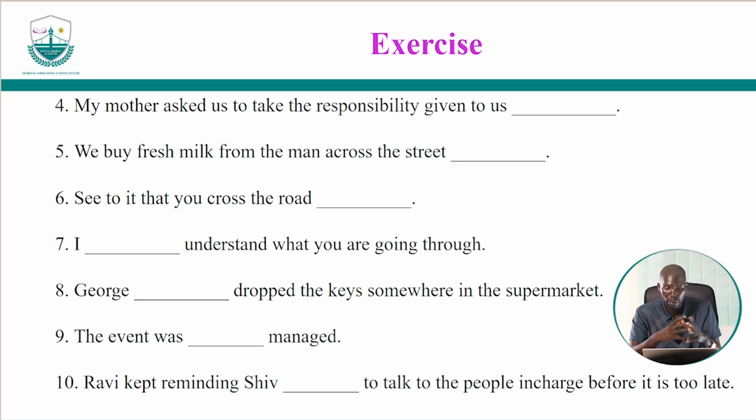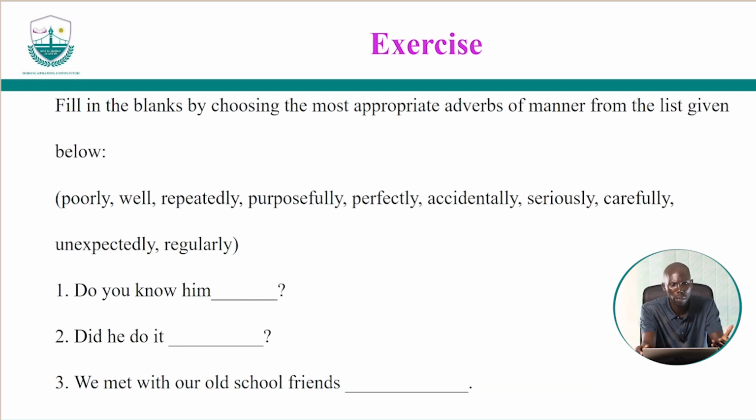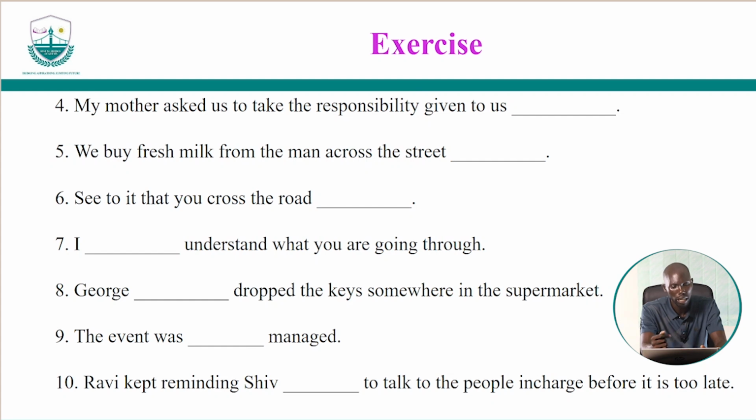One and one alone. Don't repeat it. If you are going to repeat, marks are going to go. And the 10th question says, Ravi kept reminding Chef dash to talk to the people in charge before it is too late. How does Ravi keep reminding Chef to talk to the people in charge before it is too late? There should be a word there that you will pick from the given bracket. Could it be purposefully, perfectly, accidentally, regularly? Pick one, use it for the 10th question, and you answer. It will test your understanding of the given subtopic.